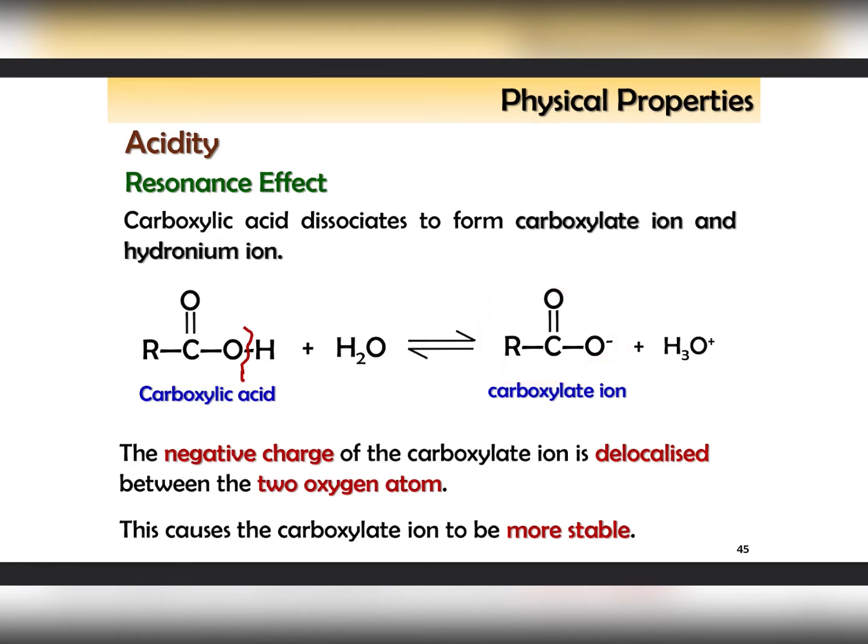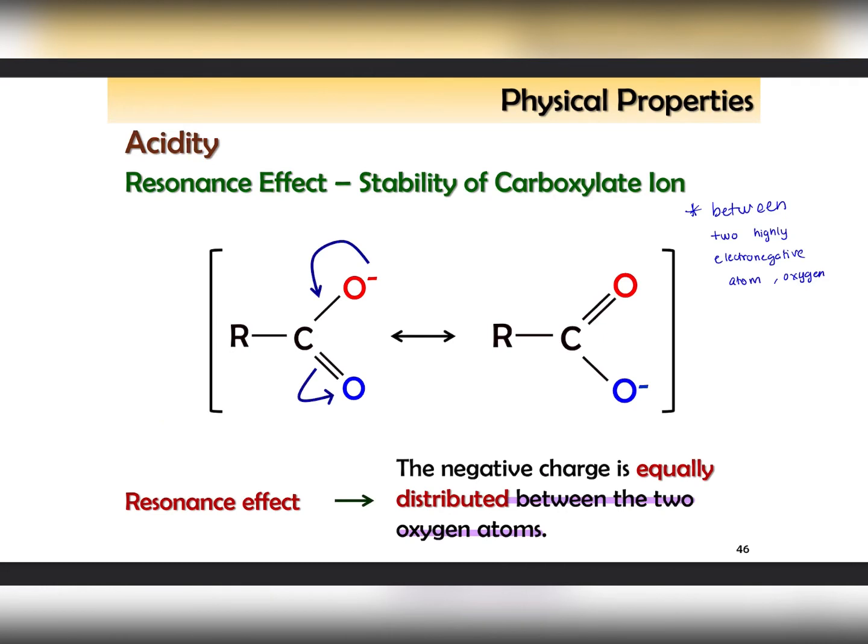Okay, so the negative charge on the carboxylate ion akan delocalize between the two oxygen atom. So, 1, 2. Okay, so these two oxygen atom, okay, this will cause this carboxylate ion will become more stable. Okay, so untuk resonance effect, kita akan tengok the stability of carboxylate ion. So, as I mentioned before, it is the resonance effect. This negative charge is being delocalized equally between two oxygen atoms.